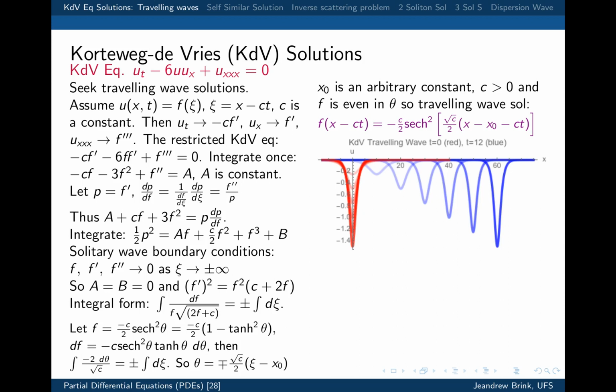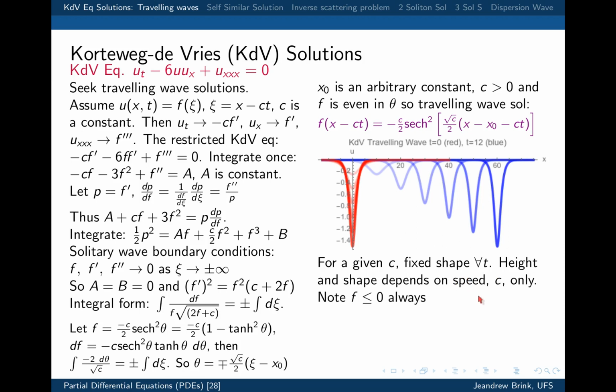What is also interesting, in fact, is the wave remains a fixed shape, which there's no reason why it should be that way, but it does, and it's due to the competition between the nonlinear term and the dispersion. And the height and the shape depend on the speed. Okay, so I'm just writing down only.